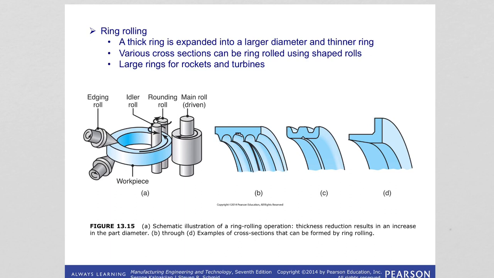Because the volume has to remain constant, when we achieve a reduction in thickness, this will result in an increase in diameter. As you can see in the images, various cross sections can be ring rolled using shaped rolls, as we see in images B, C, D. This technique is used for large rings for rockets and turbines, ball bearing and roller bearing races, and reinforcing rings for pipes.